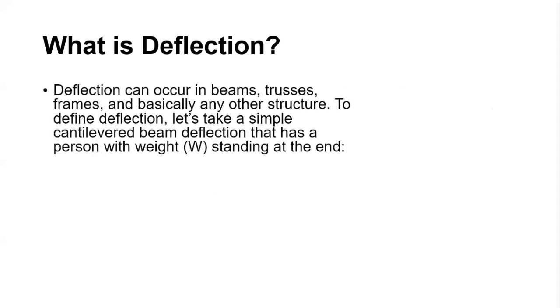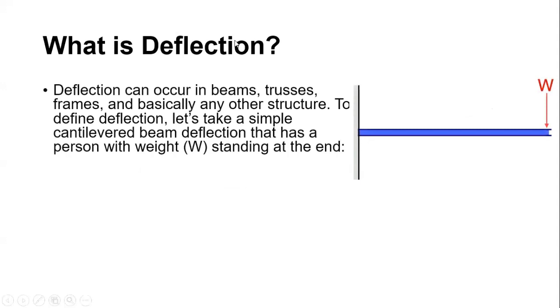So deflection can occur in beams, trusses, frames, and basically any other structure. To define deflection, let's take a simple cantilevered beam that has a person with weight W standing at the end. Okay, so ito yung figure natin. So meron tayong cantilevered beam, and then meron taong nakatayo dito sa isang end niya na ang weight is W.